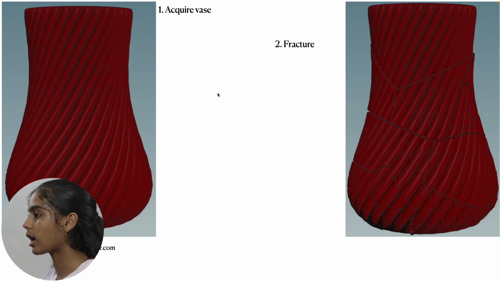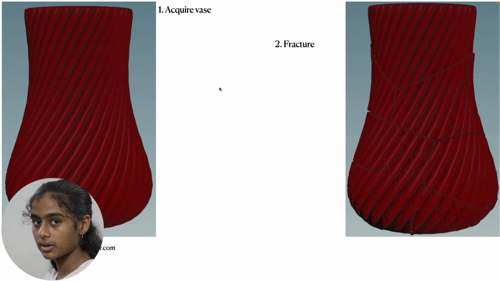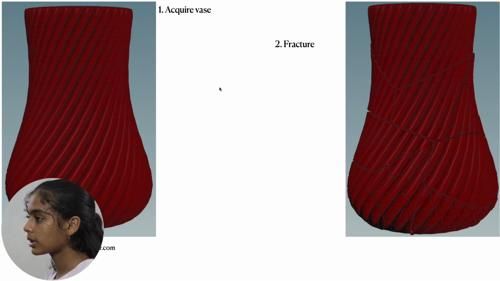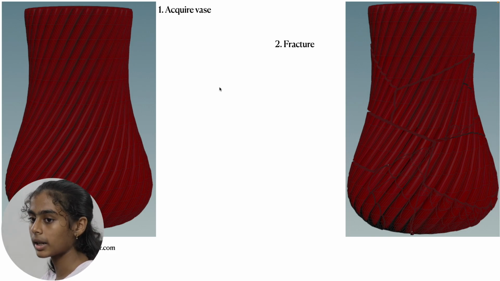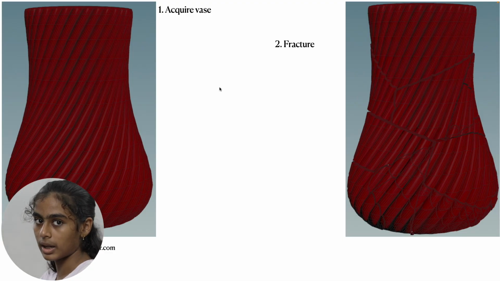In this tutorial, I'm going to talk about how we can make a simple crashing effect of a vase in Houdini. So starting with the vase, obviously. I'm using a vase that I got from a website called CG Traders. You can obviously use the same vase I'm using. The link is in the description, or you can use anything else. It's totally up to you.